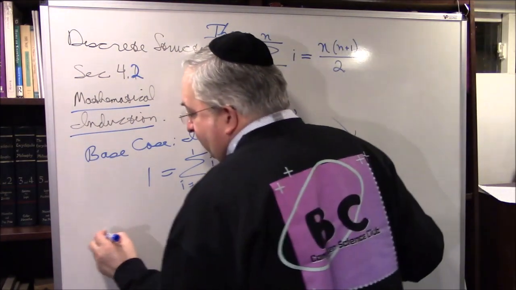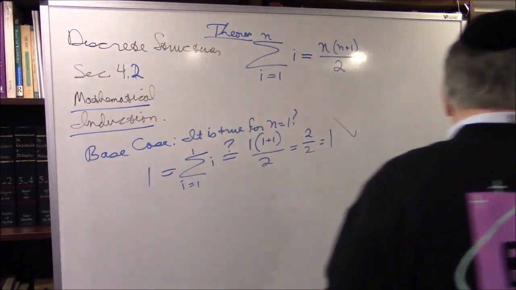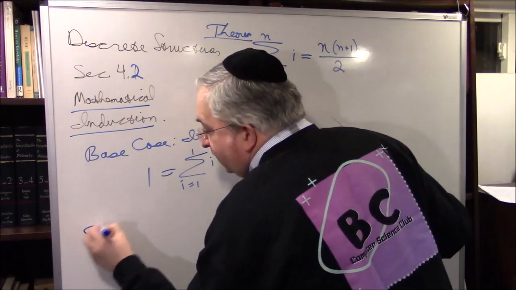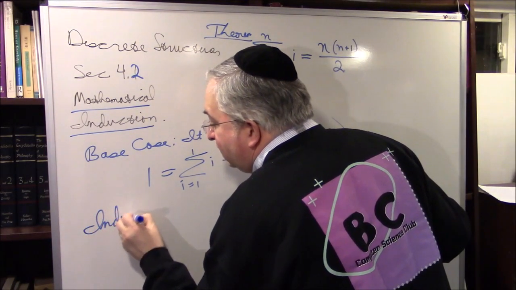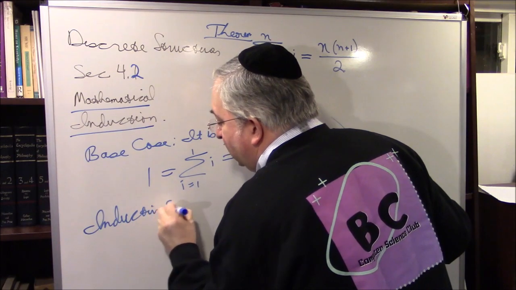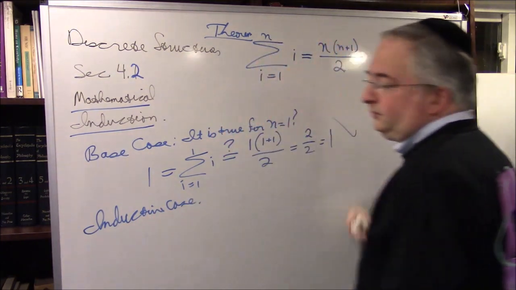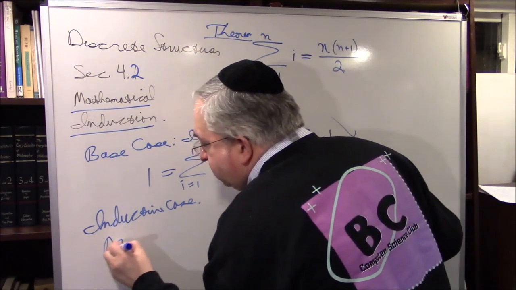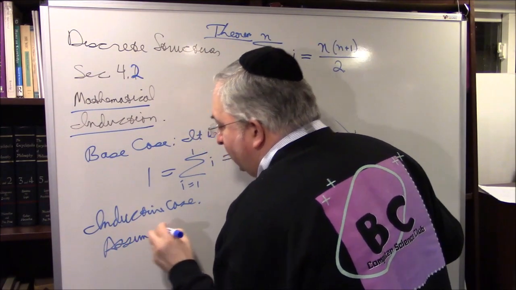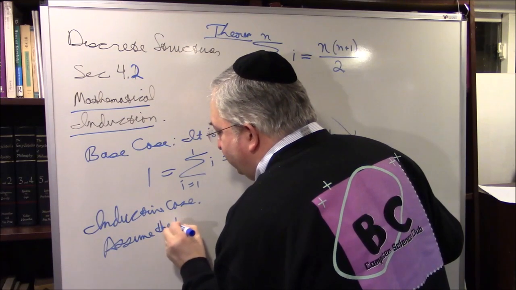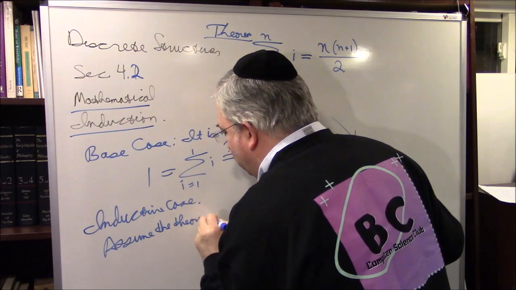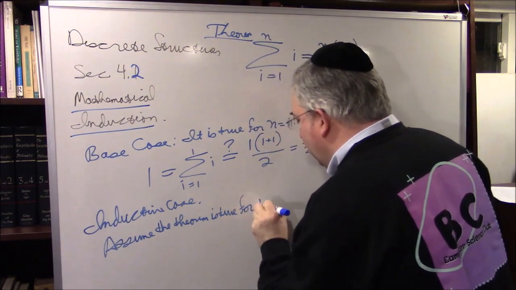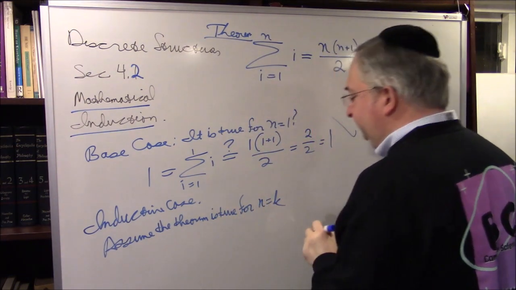Now, the hard case. The hard part, I call it the inductive case. And it says as follows. Assume the theorem is true for n equal to k.